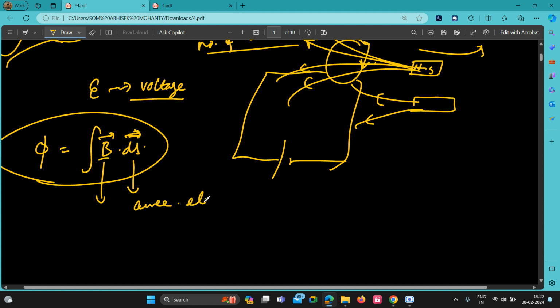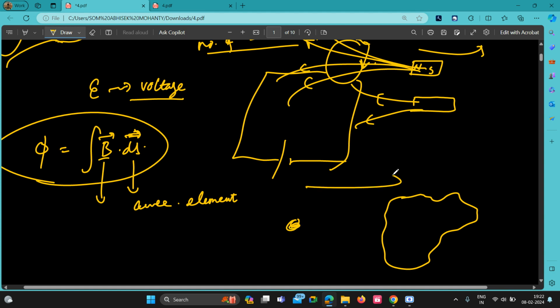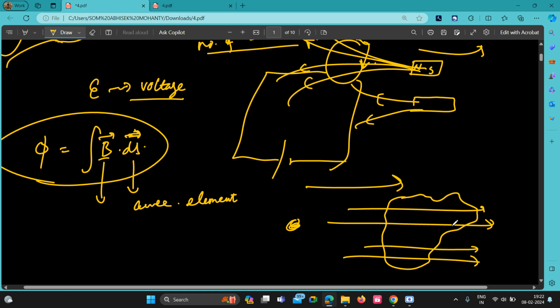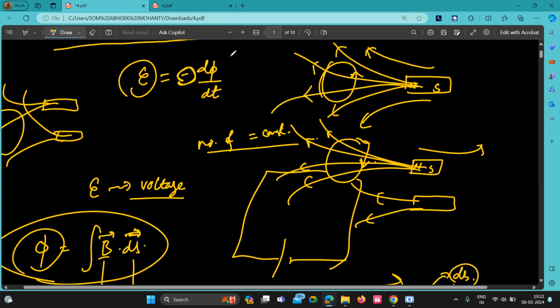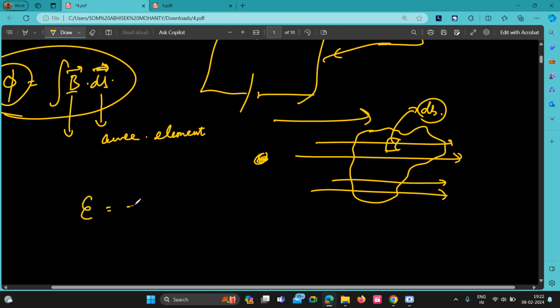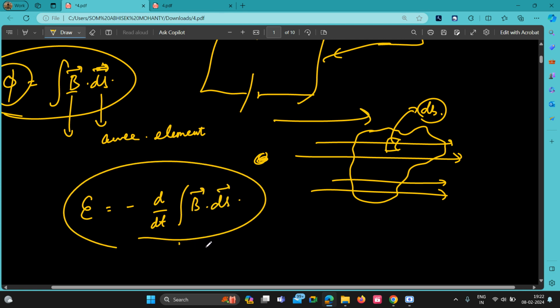Okay, area element. Suppose this is some surface. This is your flux. This is a magnetic field. So how many magnetic field lines pass through any area element? Suppose this is the area element ds. That is called flux. All right. So flux is equal to B dot ds. So I can put this B dot ds here also. So EMF is equal to minus d by dt of the integration of B dot ds. I can write this also.